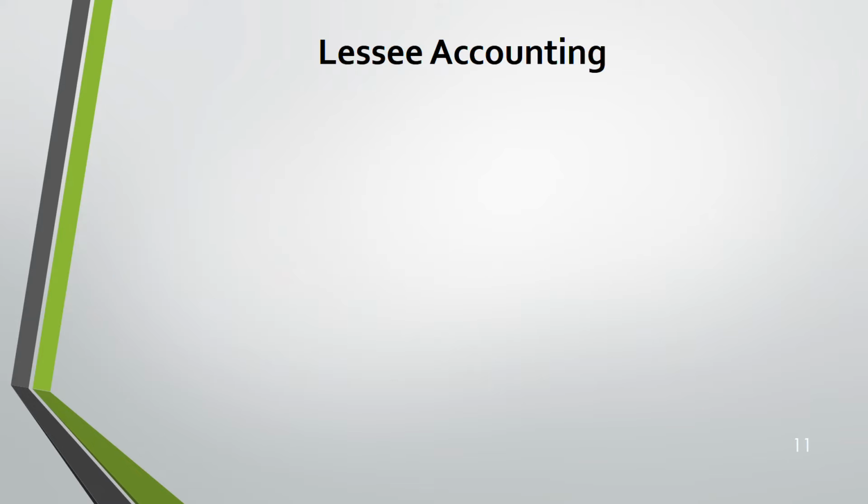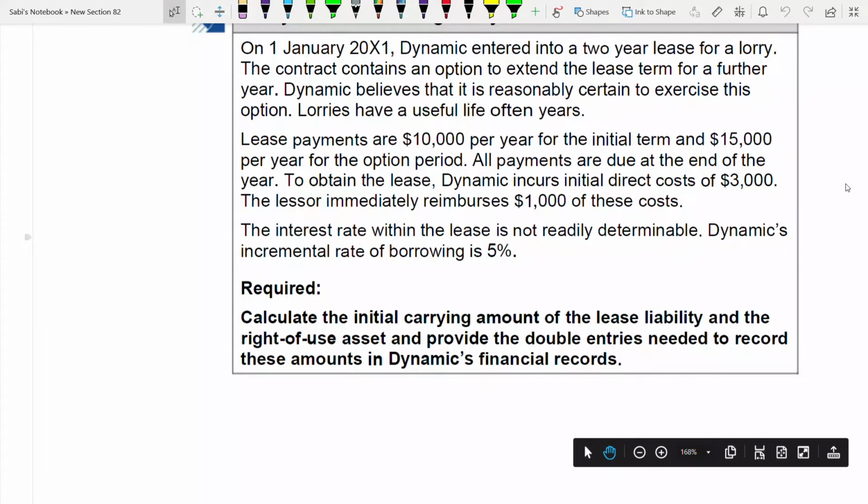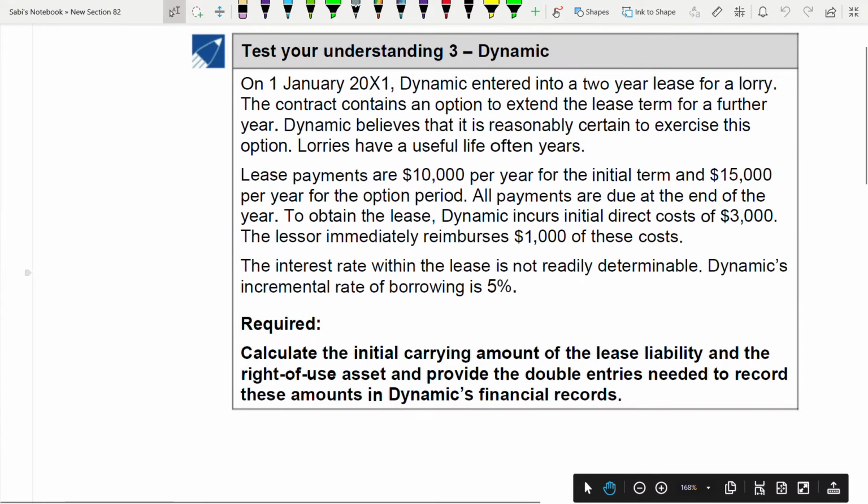Before we move on to the subsequent measurement, till now it was initial measurement. Before we go to subsequent measurement, let us do 2 questions on initial measurement. Test your understanding 3, Dynamic. It's a good question because it's a calculation. You calculate the initial carrying amount of lease liability as well as right of use asset, and you need to provide double entries as well. Three things are required.